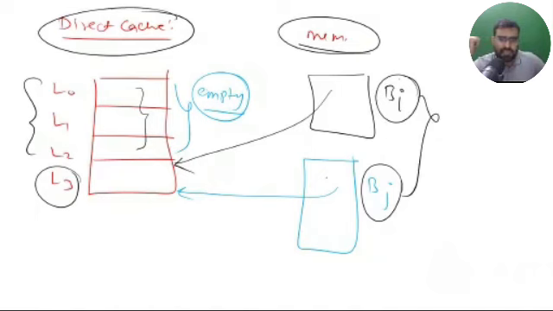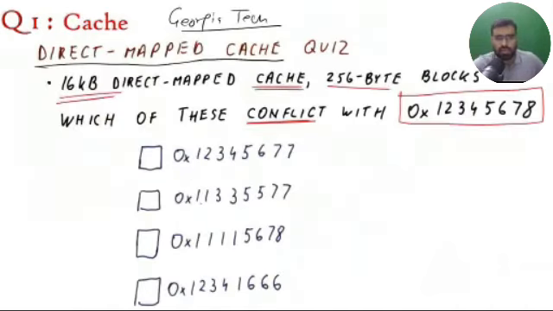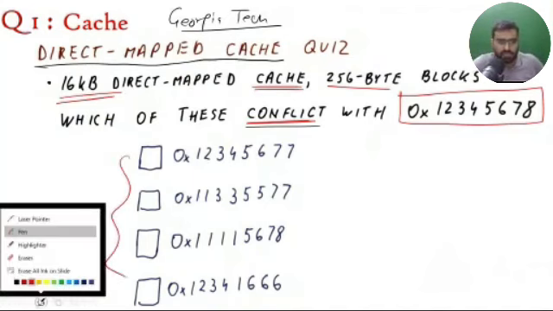Now tell me the answer for this question. An address is given to you. With this address, which address is going to conflict? So let's solve this. First of all, you find out the address division of the direct mapped cache.